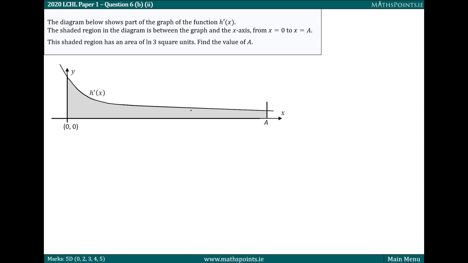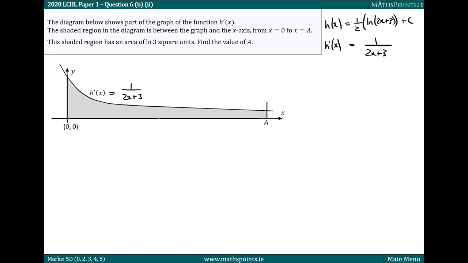So let's have a look at the second part of the question and break down what's going on. So we have our function here. This is the function h prime x, which we know now is 1 over 2x plus 3. I'm just going to write up the original function here as well. So h of x was equal to a half on the natural log of 2x plus 3, and then plus c.